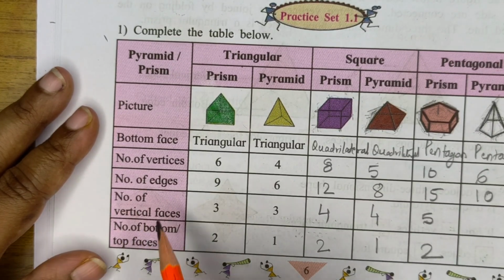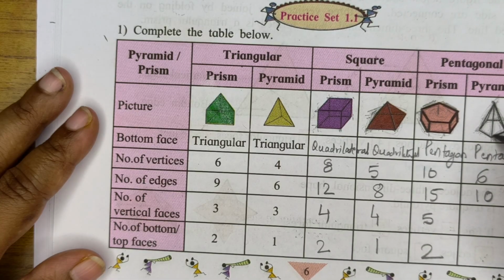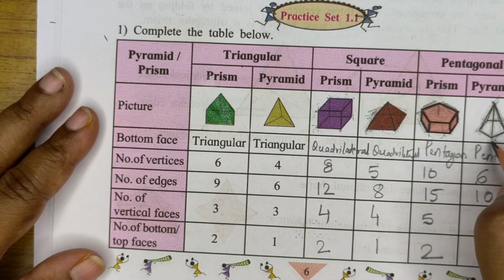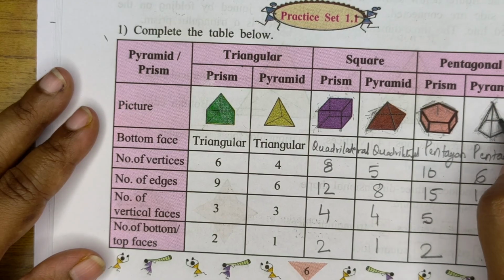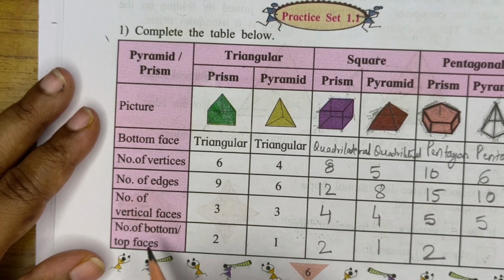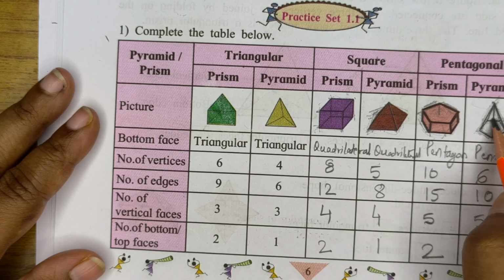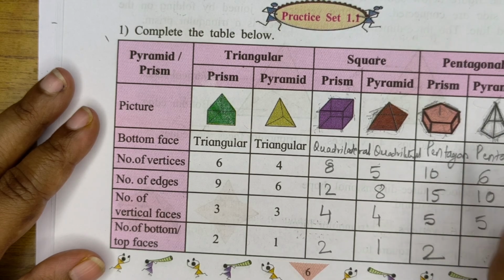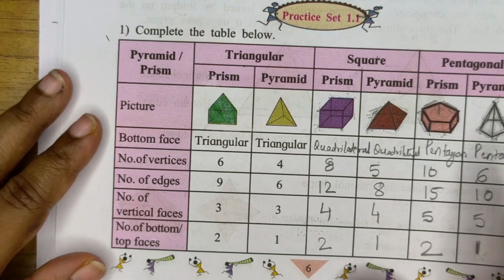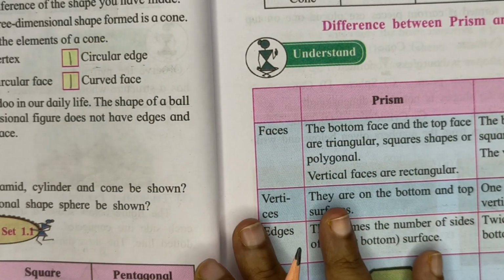Number of vertical faces. Vertical means the standing over here. How many are there? I told you bottom there are 5. That means the standing vertical faces will also be 5. Now in the figure it is not to be seen. But if you draw a pyramid, bottom you have 5, that means here also you will have 5 only. Number of bottom face. Top we don't have any face, but bottom there is one face made of 5 sides. So that is only one face. Understood practice set 1.1. There is one more table over here.